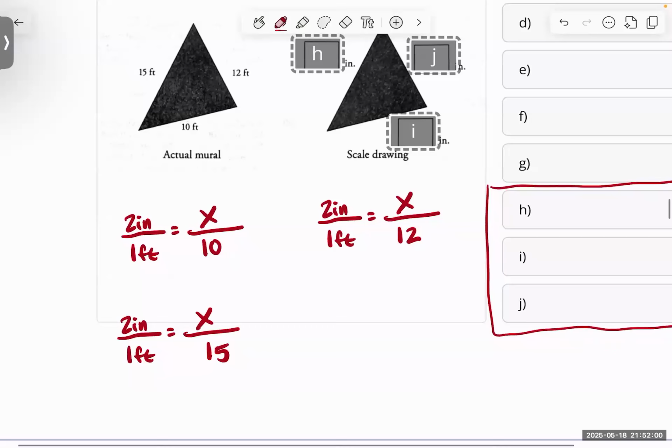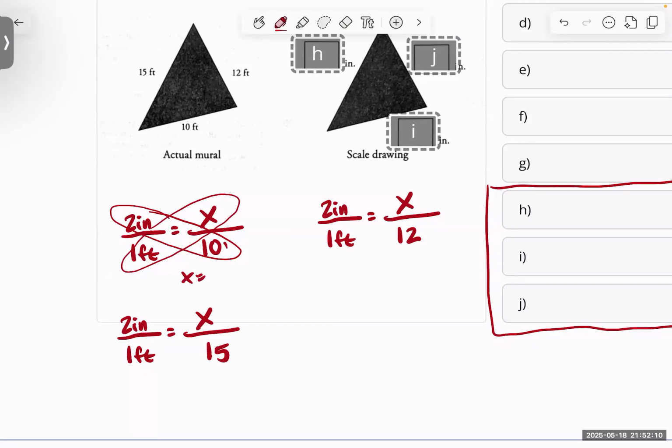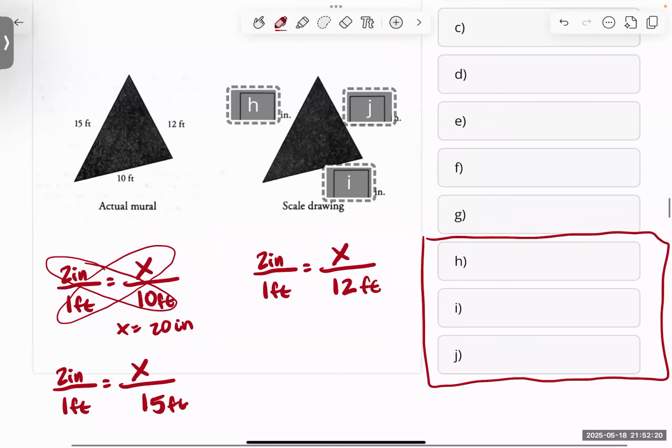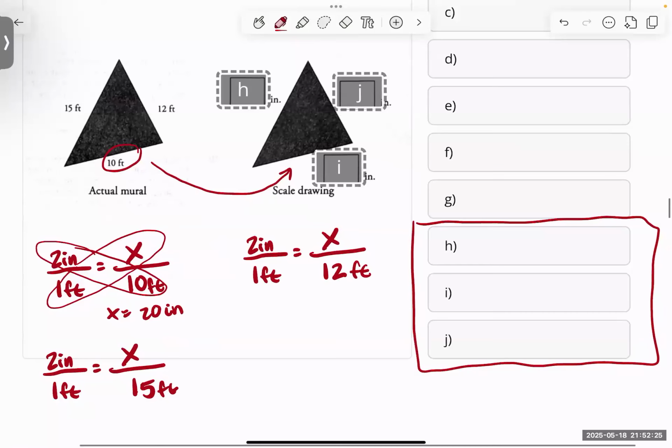So from here, remember that you can cross multiply. So 2 times 10, and then divide it by 1. So x equals, forgot these are feet. X equals 20 inches. So for the 10 that corresponds here, I is going to be 20 inches.